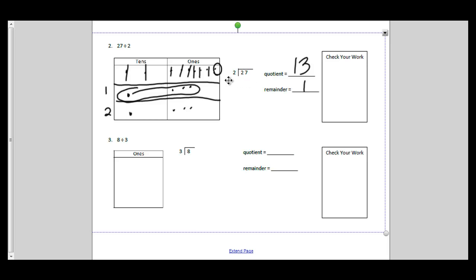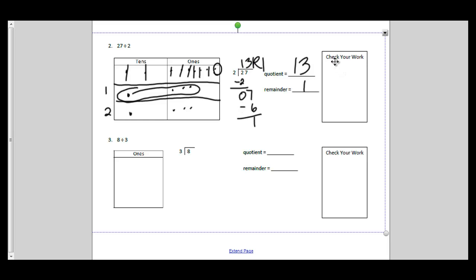So let's relate that to long division. So first I divided the 2 tens into 2 groups, and that was 1 ten in each group. So when I subtracted, I had no tens left over. That's why that's 0. And then I divided the ones. So I had 7 ones, so 2 goes into 7 3 times. That's I had a group of 3. 3 times 2 is 6. I had 1 left over, so it's 13 remainder 1.